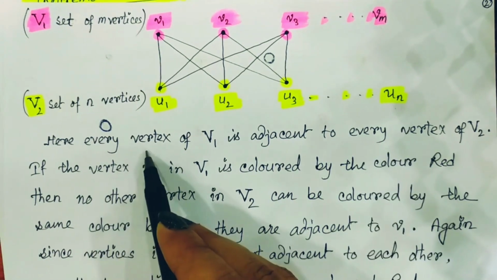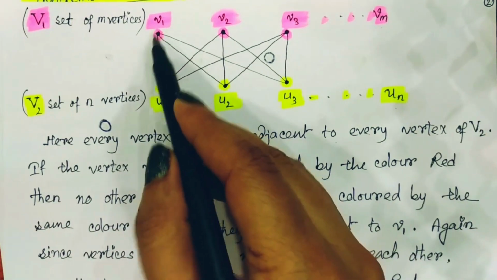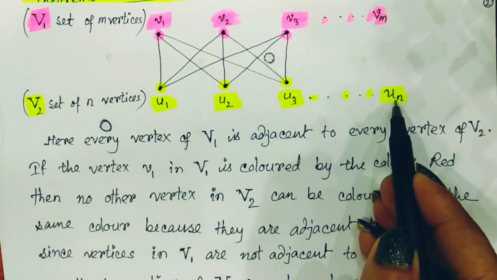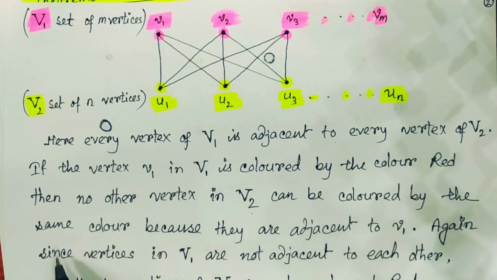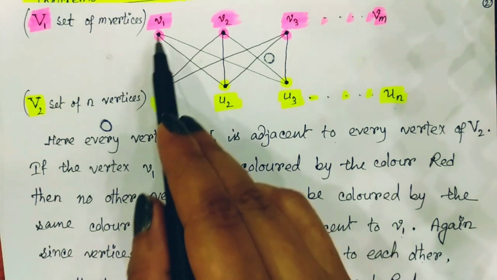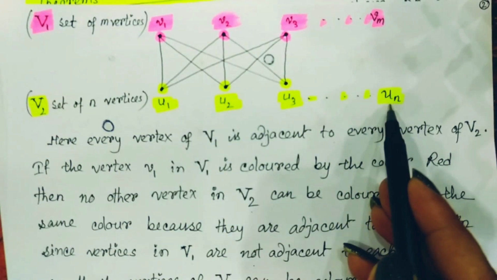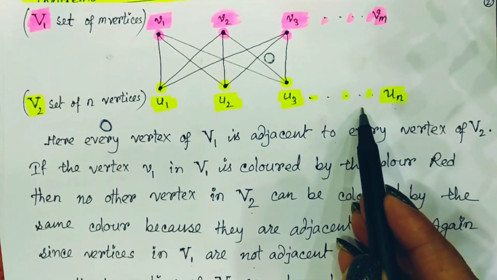So now, here every vertex of V1 is adjacent to every vertex of V2. That means v1 is adjacent to all these u vertices, and v2 is adjacent to all those u vertices. Then, no vertex in V2 can be colored by the same color as v1, because they are adjacent to v1. Again, the vertices in V1 are not adjacent to each other. That means v1, v2, v3 are not adjacent to each other, and u1, u2, u3 are all not adjacent to each other. But any vertex of this side is adjacent to all the vertices of this side.